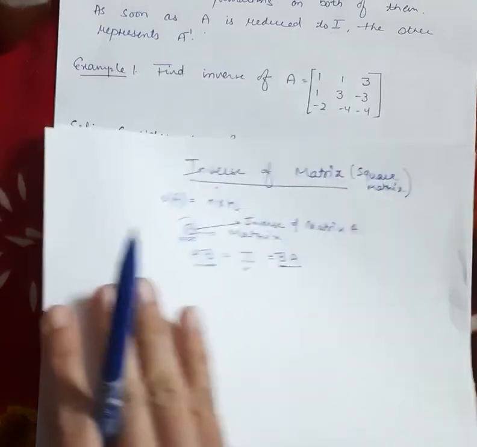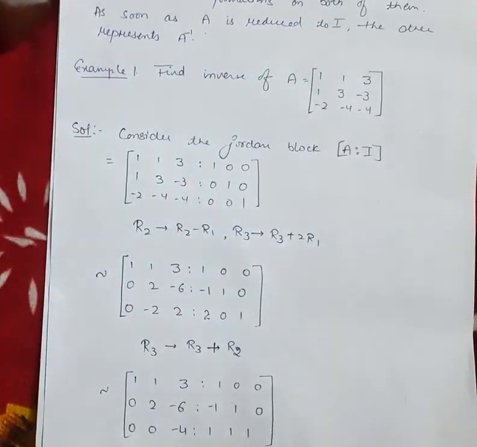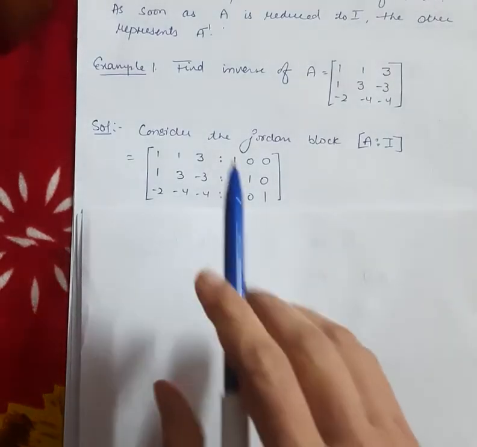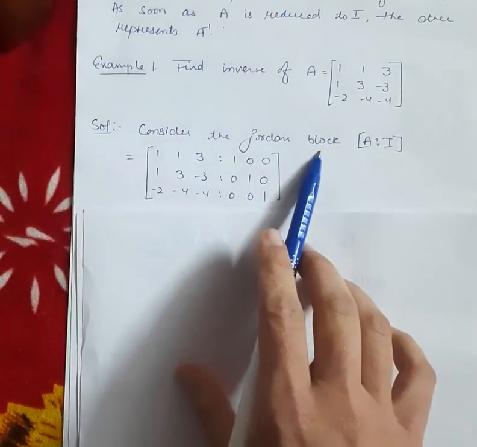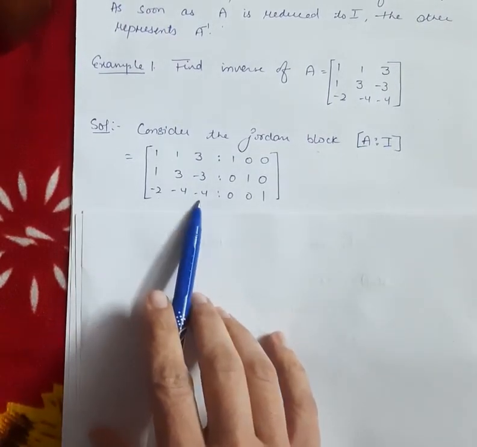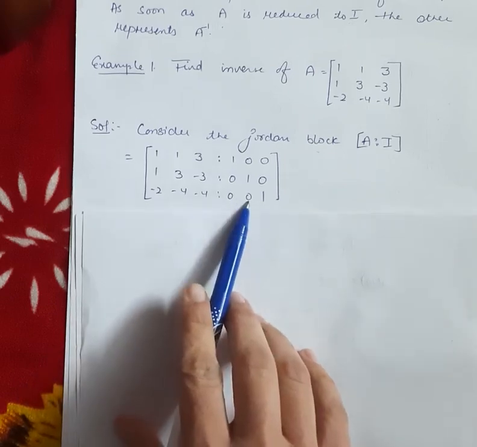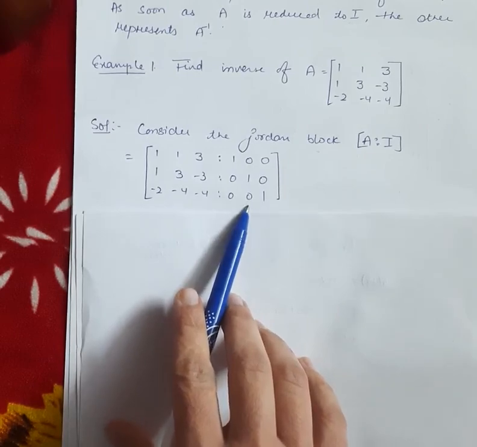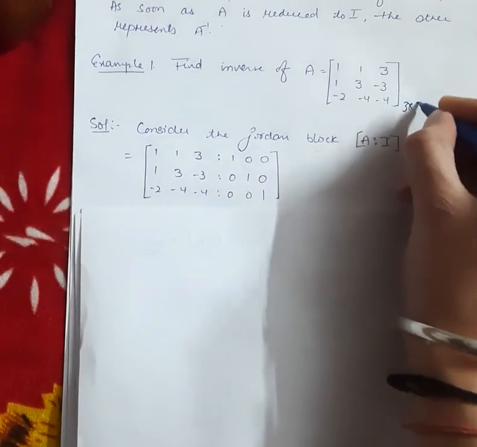Let's have a look at this example. We have to find out the inverse of this matrix A. So first of all, we will consider the Jordan block A colon I. In the first half we will write the matrix A, in the second we will write the matrix I, that is identity matrix of order 3, because the given matrix here was of order 3.